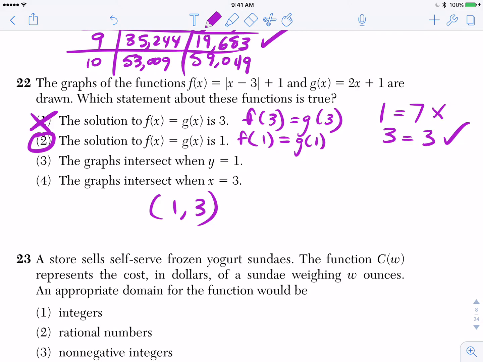So notice choice 3 and 4 are both a little tricky. They both have those same numbers, but it's referring to the opposite variable. They intersect when y equals 3, and they intersect when x equals 1. So a little backwards. You can utilize the graphing calculator for number 22, or even if you have some trouble typing in the absolute value function, this could also easily be answered without one.